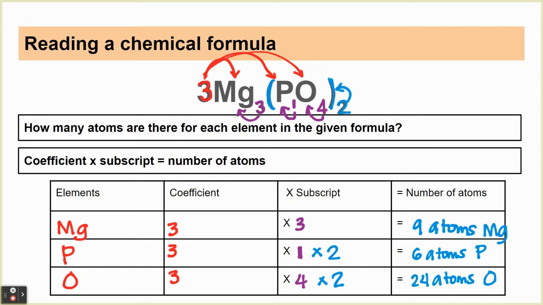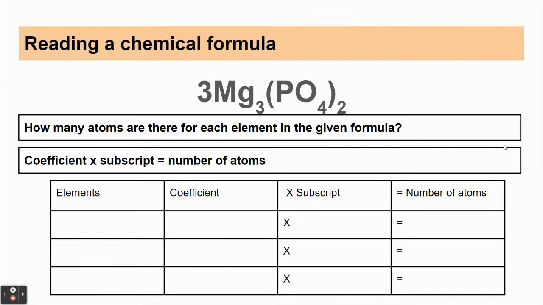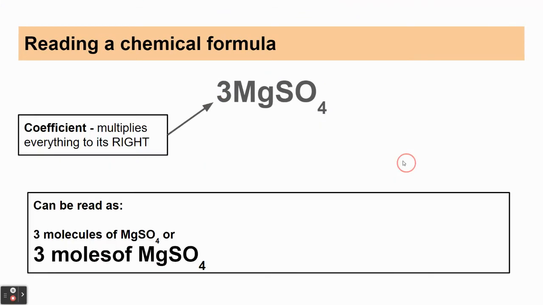Okay, you see it? And this is how you do counting atoms. All right, and don't forget, one last time, the big 3 in front tells you that's the number of molecules, so you can read this as 3 molecules of Mg3(PO4)2. See it? All right, cool.